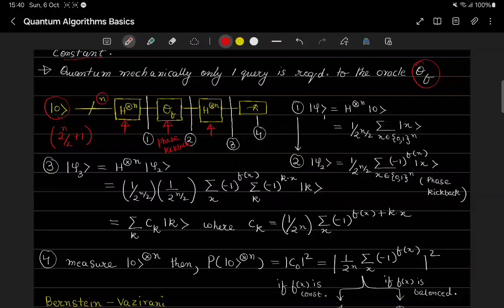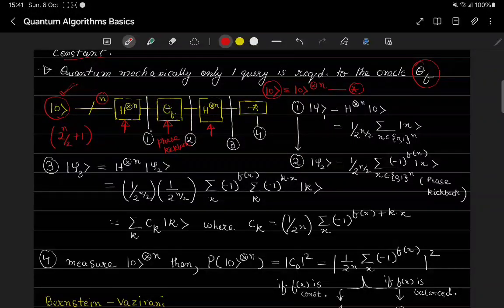And what is the single query? The single query is we put in a string of zeros, and then we proceed through this circuit, and at the end we measure the state in the zero eigenstate. So basically in the end we are measuring using this state only, in the computational basis, so this is equivalent to 0 tensor n. Basically this is the state. And so let's go through the steps slowly.